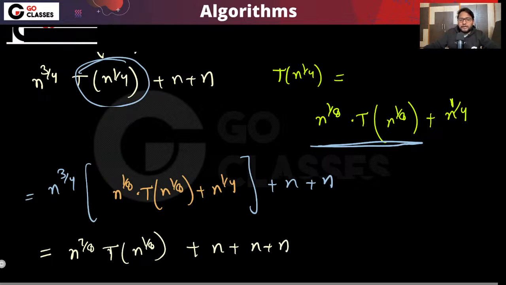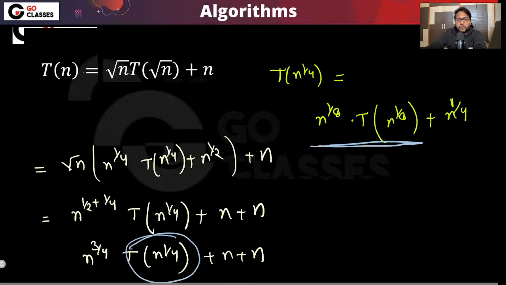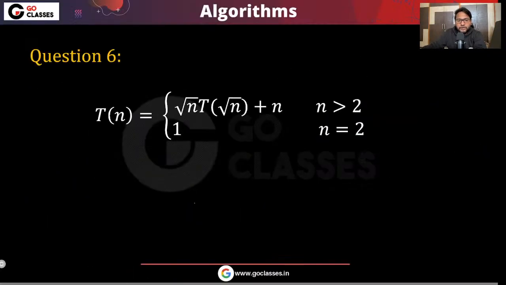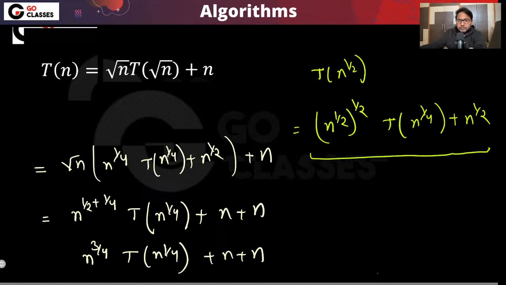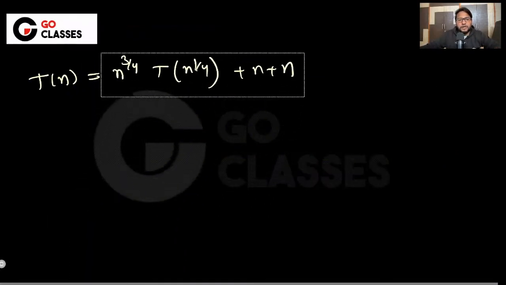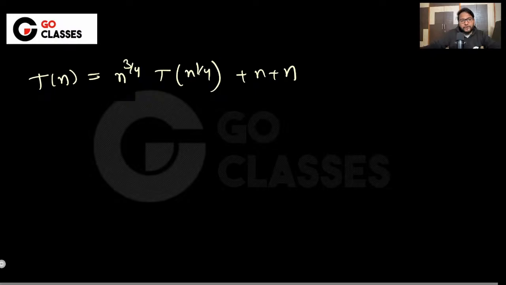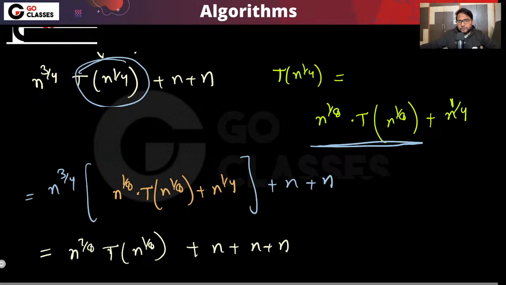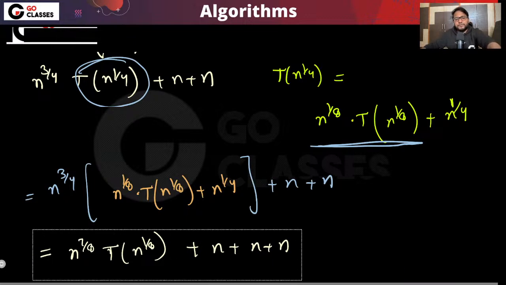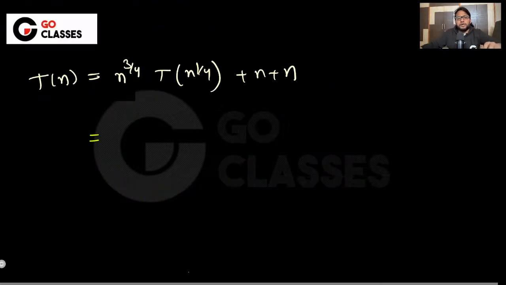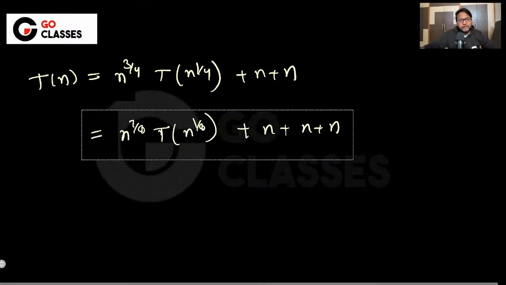So what is the pattern that we are getting? Let me write the pattern. Initially we have got T of n equal to this thing. This is the first thing that we have got. And then if we did it further, we have got something like this. Actually this is just for practice, but maybe we can avoid all of this using some other methods.